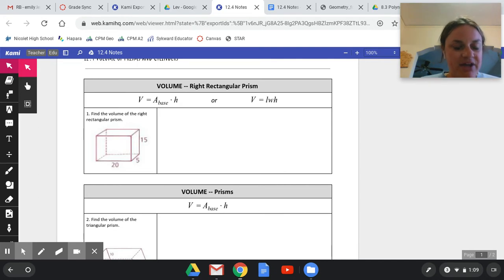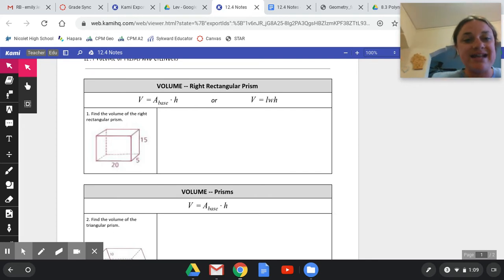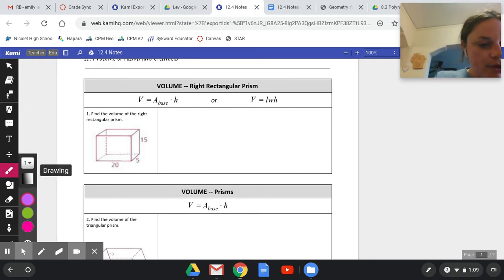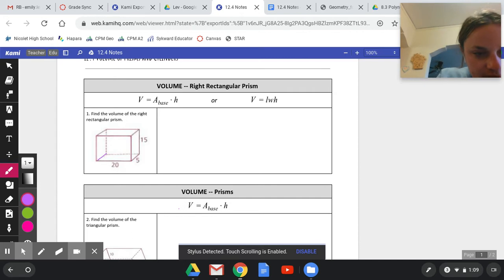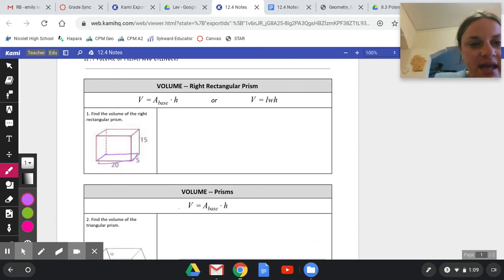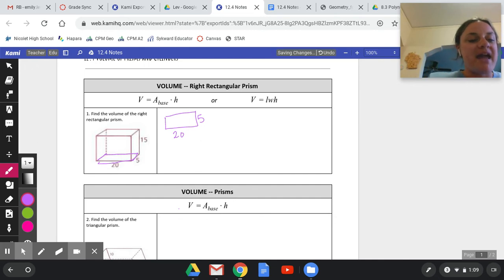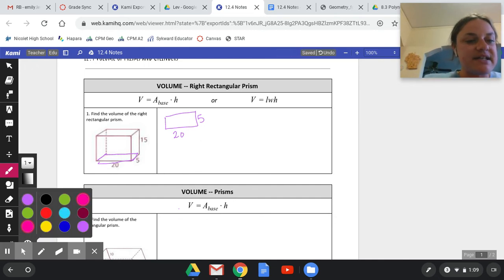So that's what we've got here in our first example. If I use the bottom rectangle as my base, so this right here, then my base is a rectangle that is 20 by 5. So if that's my base, then the height of the prism is the distance between those two bases, because with a prism, I've got two bases, right? So my height would be this side length between them, which is 15.